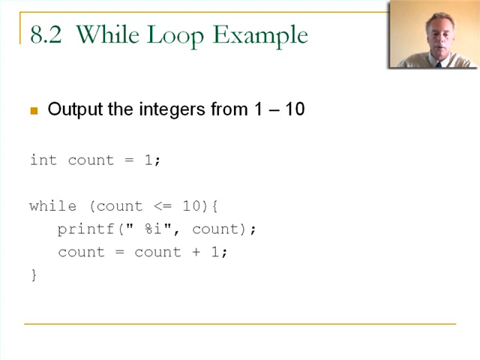So the first time through the loop, we're going to print out the value 1, and then we'll say count gets count plus 1. That statement says take the old value of count, add 1 to it, and then put it back into the same variable count. So we have a counter variable that each time through the loop will increment by 1. And each time through the loop we'll print out the next value that's in that count variable.